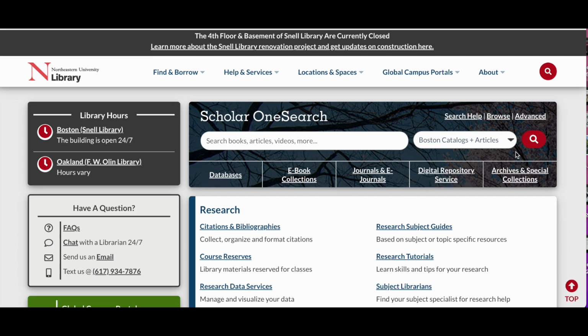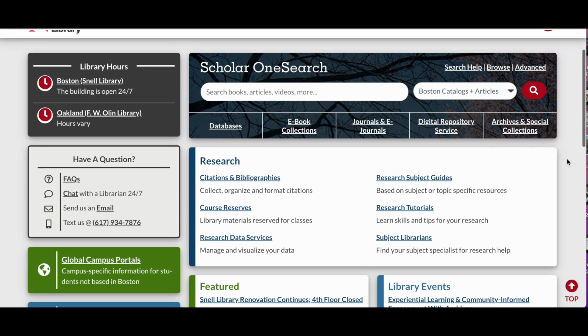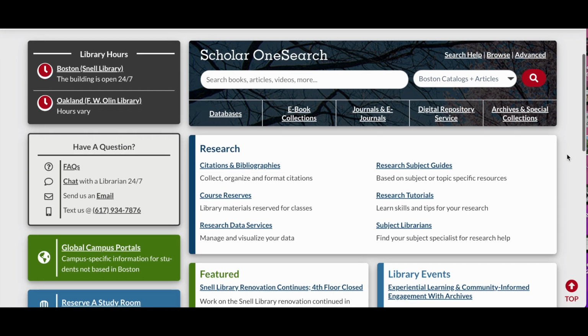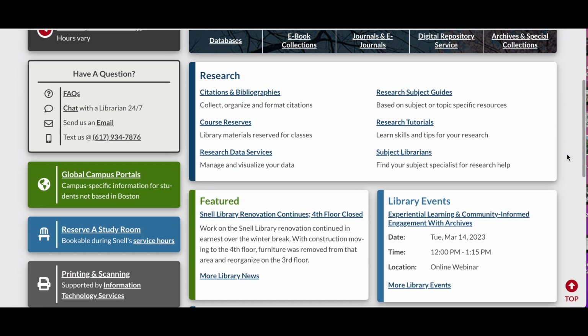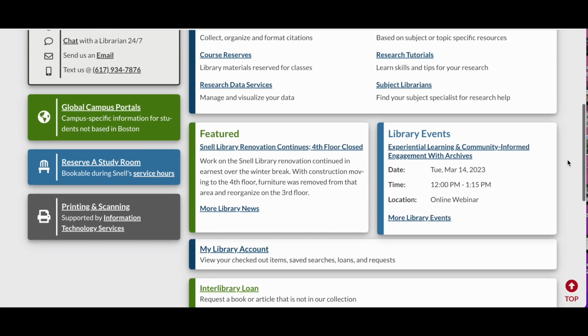But what I'll tell you is this isn't the only place that you're going to do research in your life, and not all institutions have that kind of a setup. So it's still valuable to get into the databases, figure out how to use the databases, and get comfortable with the databases.